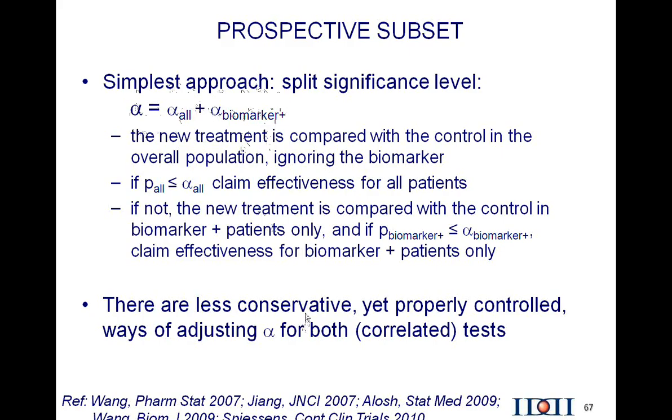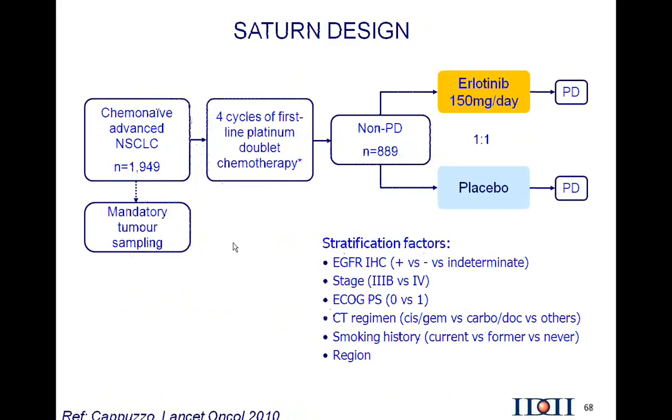But of course, this is not a very smart way of doing it, and there are better ways of doing this while still controlling the overall alpha level. And these different methods, which are referenced at the bottom of the slide here, account for the fact that the two tests are correlated. Obviously, the biomarker positive test is a subset of the overall test, and we can make use of this statistically to gain power by allocating the alpha in an optimal fashion.